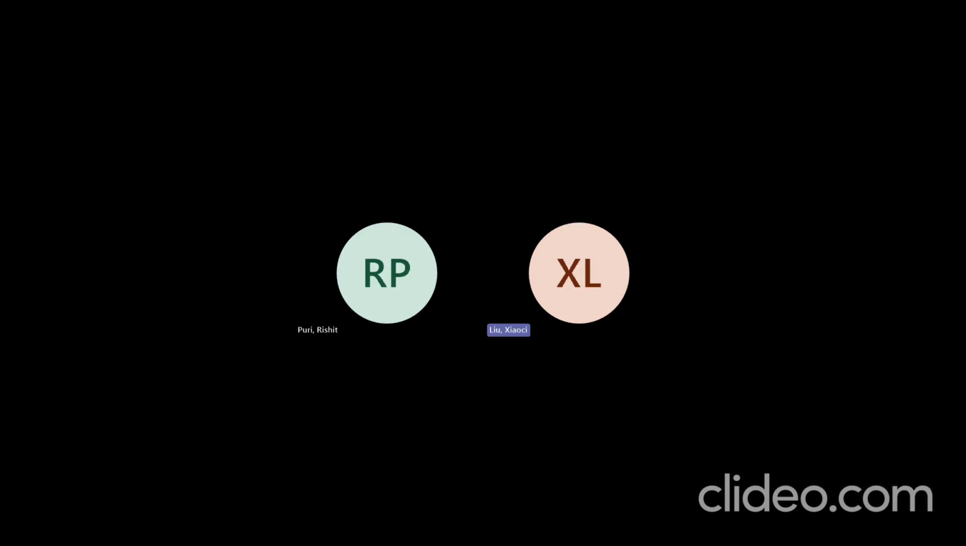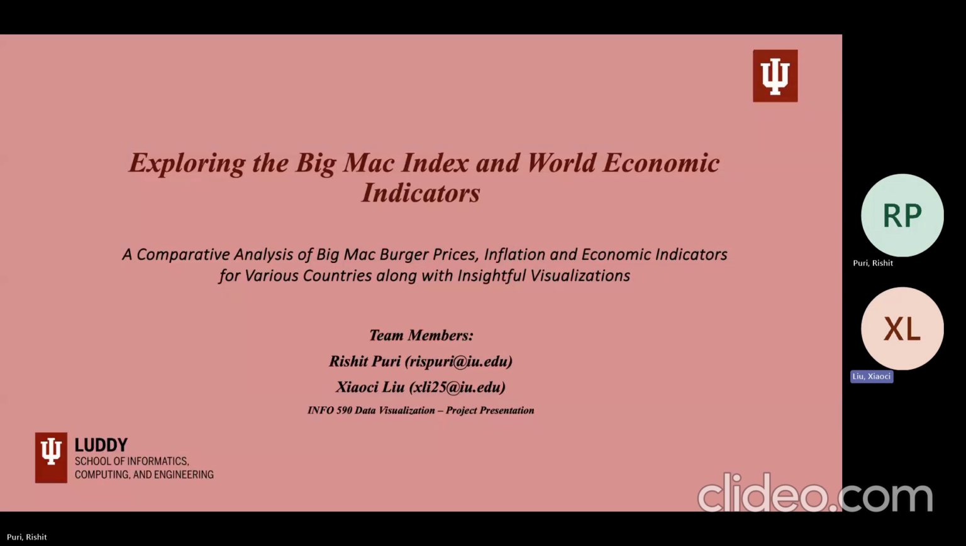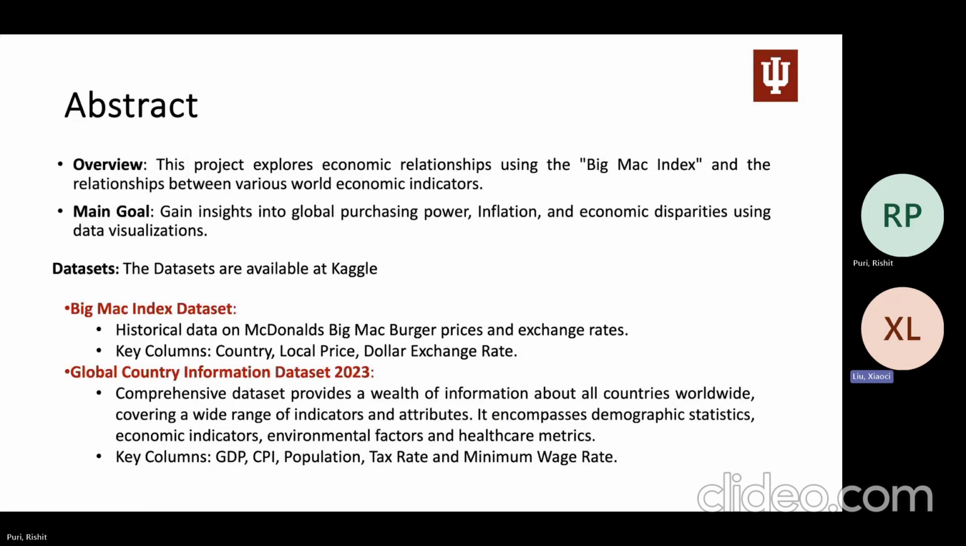Hello everyone, today Rishit and I are excited to present our project exploring the Big Mac Index and the world economy indicators. It's a comparative analysis of Big Mac burger price inflation and economic indicators for various countries, along with insightful visualizations. We utilize two datasets: the Big Mac Index dataset, which tracks burger price as a measure of purchasing power parity, and a global country information dataset, which provides indicators like GDP, tax rate, and population.